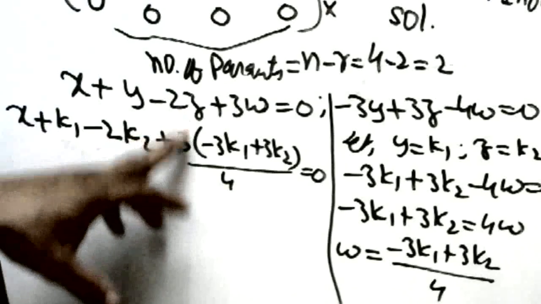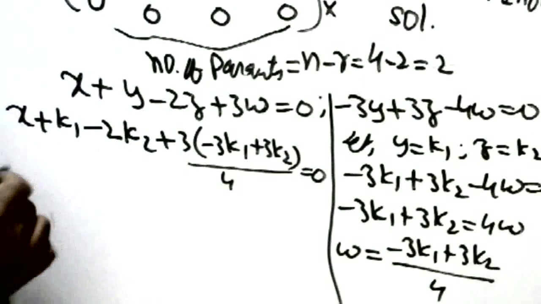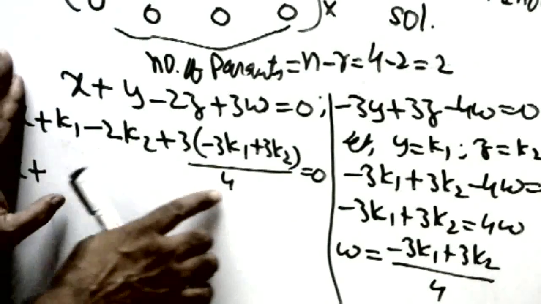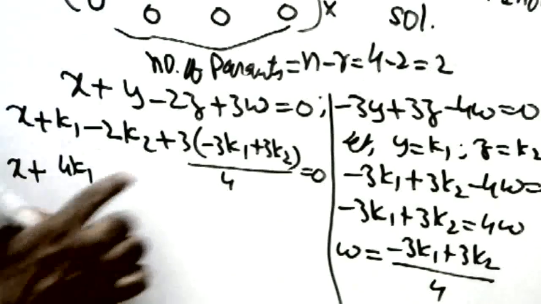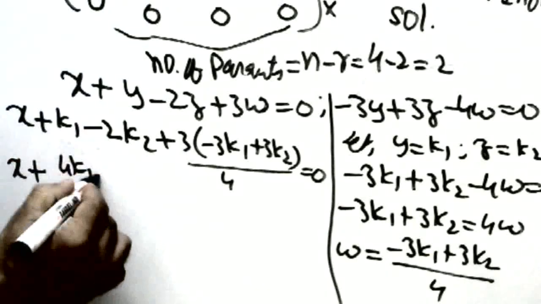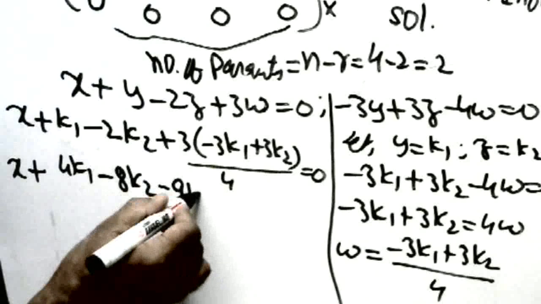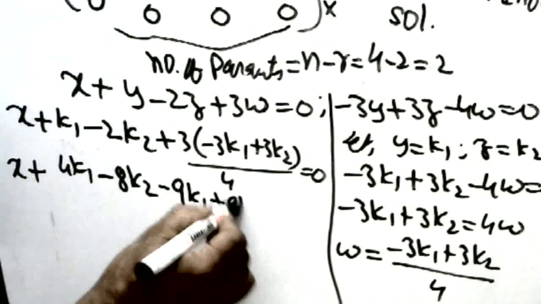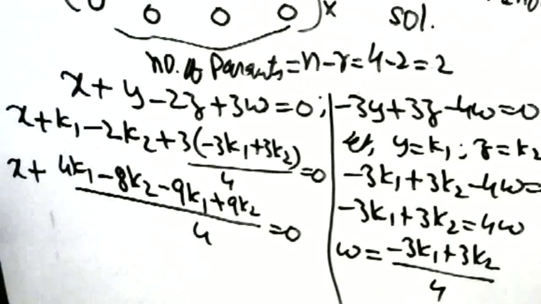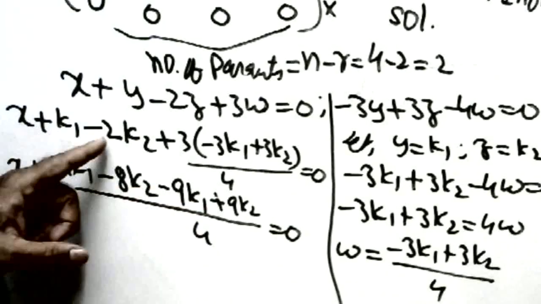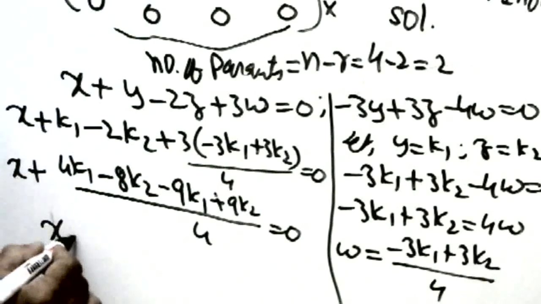See here, kx plus y is k1, minus 2z is k2, plus 3w is this one. If you take the LCM, I'm excluding this 4. You write x as it is. Now take the LCM here: 4 into k1, 4k1, minus 8k2, minus 9k1, plus 9k2, divided by 4 equals 0. See here, 4k1 minus 8k2 minus 9k1 plus 9k2.